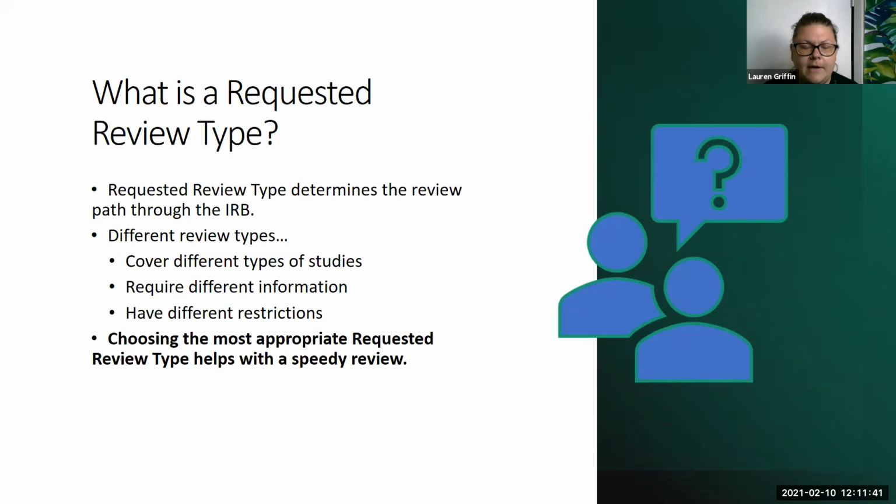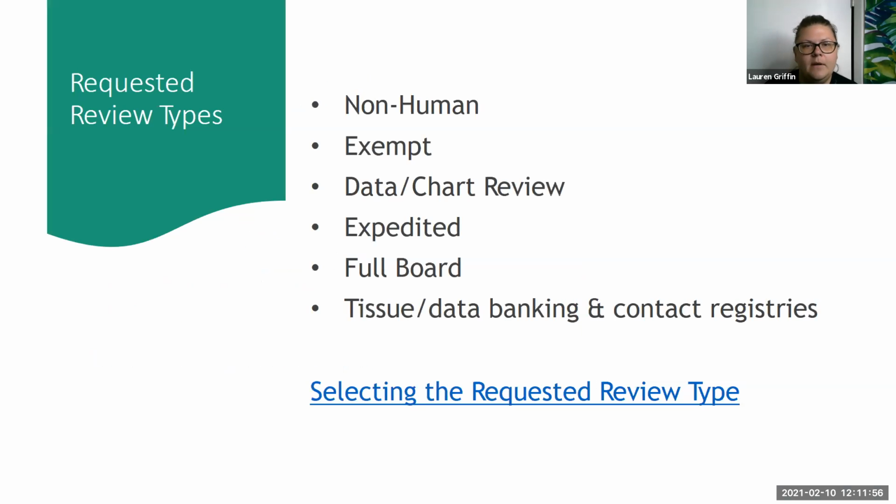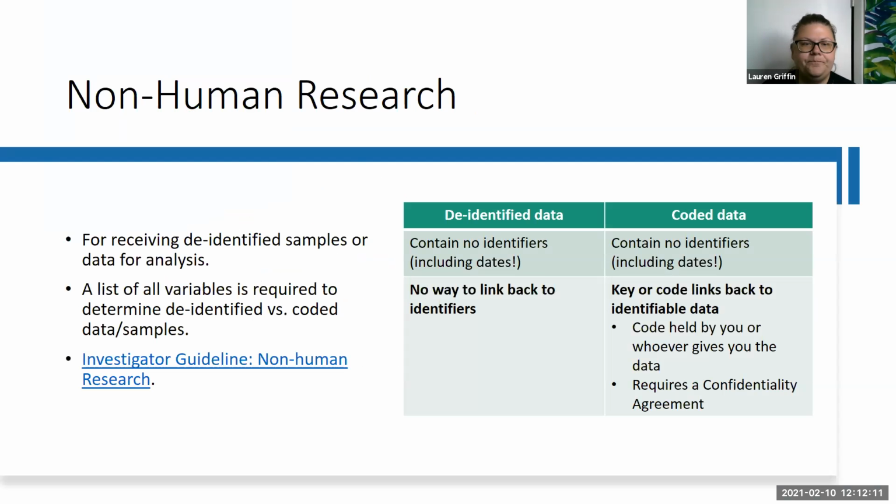The different review types cover different types of studies, have different restrictions, different information requirements. So it just helps get the review done quickly and efficiently, and it also helps you because you know exactly what you need to provide. So we have a variety of different requested review types. We do have an investigator guideline on getting the correct requested review type. We have information on our website about that. So we'll go through these in brief, but there are resources online that will be able to help you.